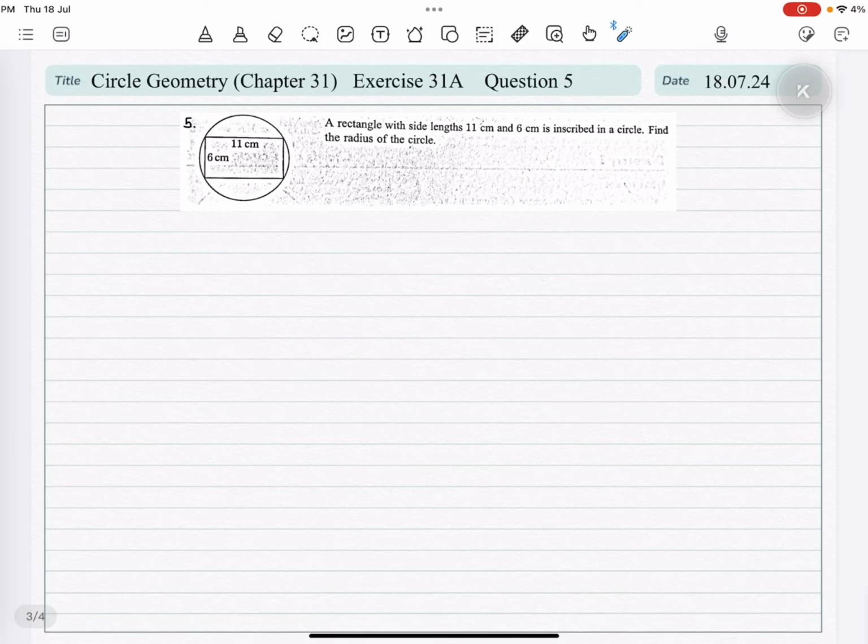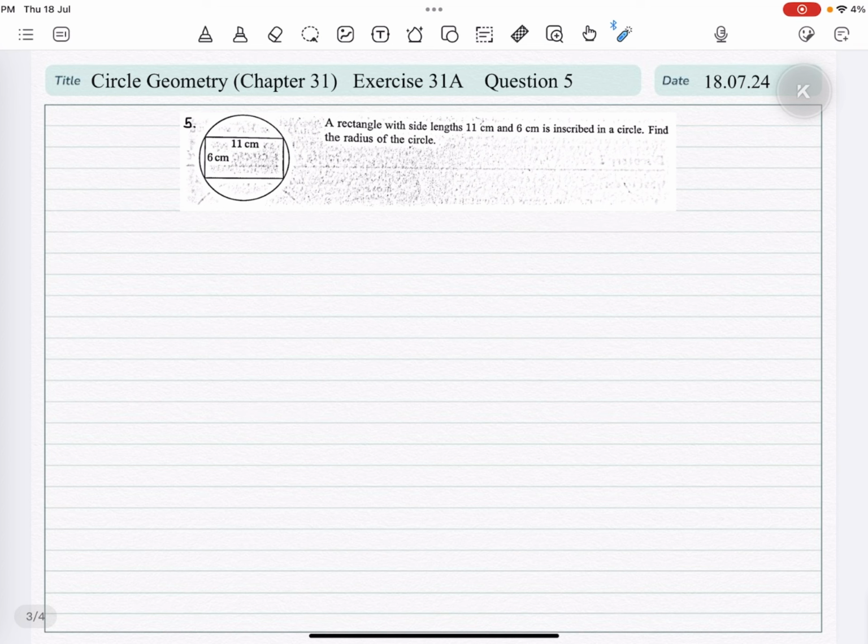Everybody, so today we're going to be dealing with Circle Geometry chapter 31, exercise 31a, question number 5. This question states that there is a rectangle which is inscribed in a circle and it has lengths of 11 centimeters and 6 centimeters. We have to find the radius of the circle.